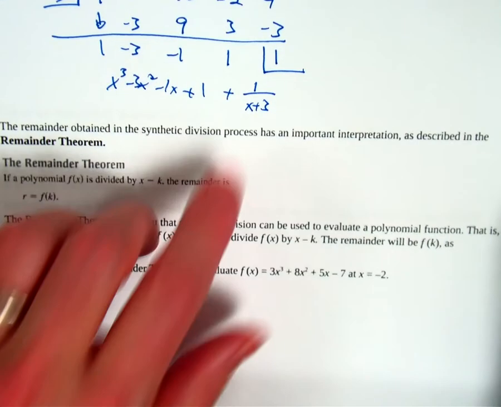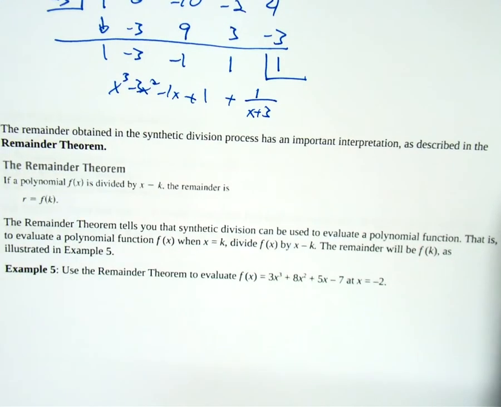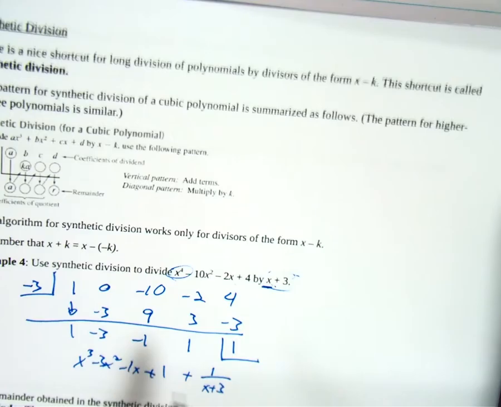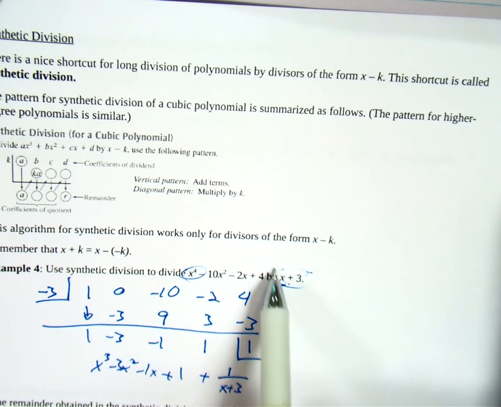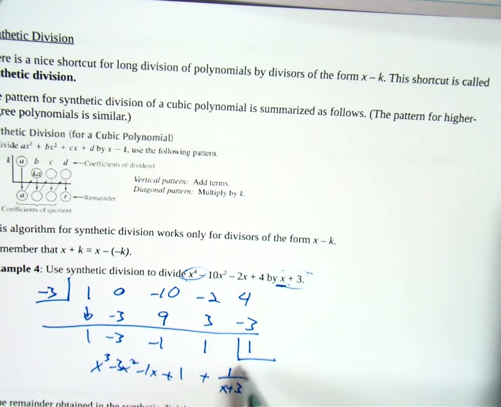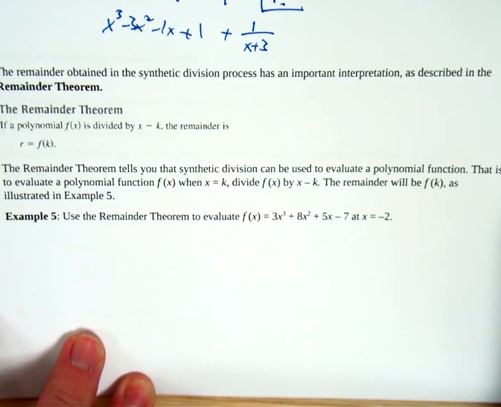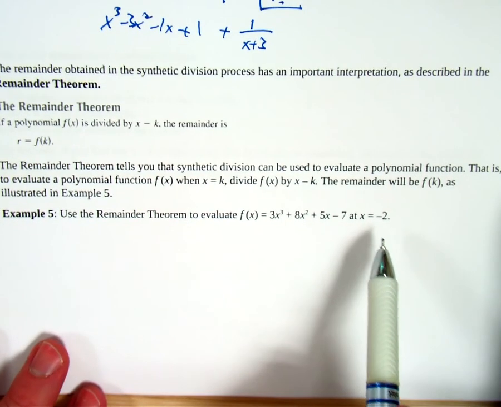Okay, so you get a remainder, which brings us to the remainder theorem, which says if you do synthetic division by a number and you get a remainder, that remainder is the same as doing f of that number. So if I were to put negative 3 into my original function, the answer would be 1. It's math magical.